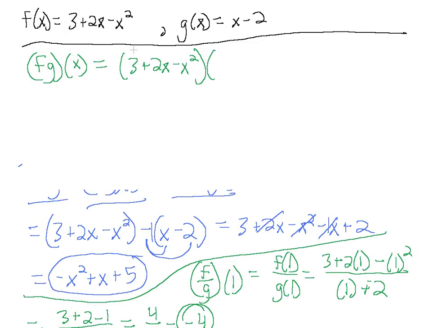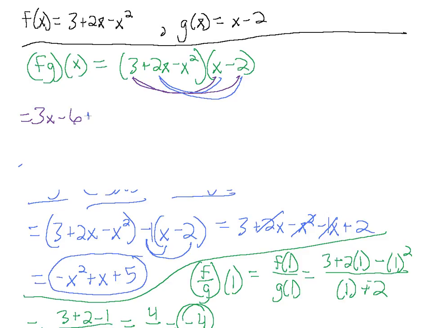We're multiplying f of x times g of x. So we have x minus 2. And we know how to multiply this out. All we do is multiply each term in the first polynomial times each term in the second polynomial. So we have 3 times x and 3 times minus 2. So we have this equals 3x. 3 times minus 2 is minus 6. Next, 2x times x and 2x times minus 2.